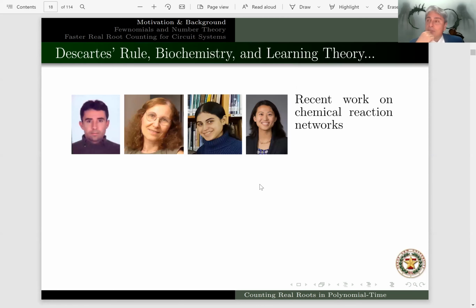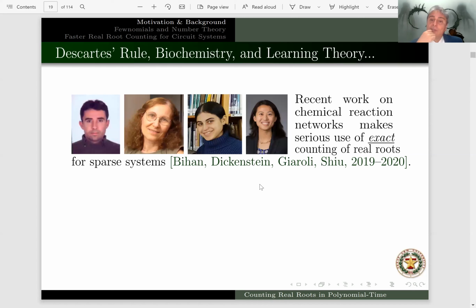Now, in a different set of applications, there are applications coming from biochemistry. So recent work on chemical reaction networks makes serious use of exact real root counting for sparse systems. So you actually do encounter sparse polynomial systems in different settings where you're looking at the rates of chemical reactions. This is some very beautiful work of Friedrich Bihahn, Alicia Dickenstein, Magali Jaroli, and Xu in recent years. And it turns out that you really do want to know the exact number of real roots. Even that is useful, not to mention finding the roots themselves.